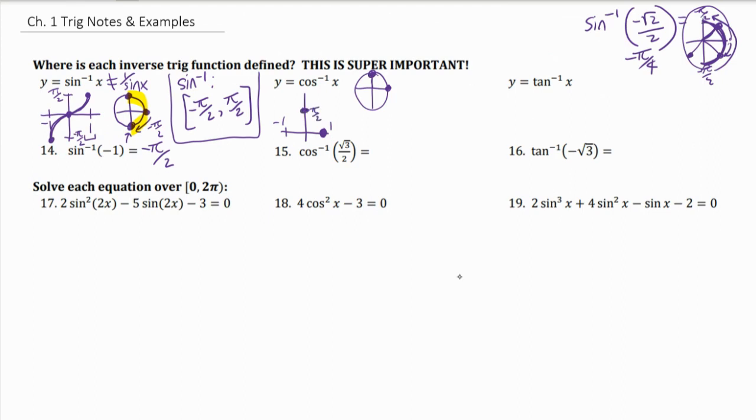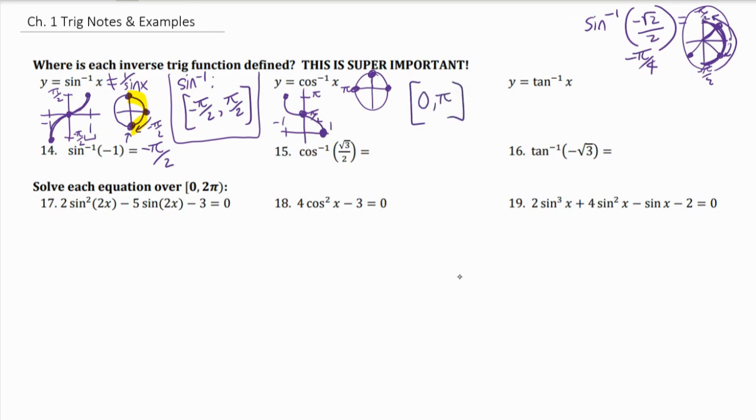And then where is cosine equal to negative 1? That happens at pi. So cosine inverse, I know this is not exactly to scale, but it looks something like this. Okay, let me move my pi over 2. Looks a little better. It looks something like this. So cosine inverse has a range of 0 to pi.